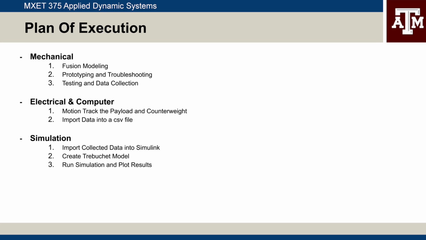The last section we have is our simulation. In this section, we're going to import all of our collected data from the experimental run and the Fusion model into Simulink, and our goal is to identify what parameters are needed to have the same results as the experimental run. Our goal is to be able to see how changes like increasing counterweight affect its performance. By moving from modeling to building to simulating, we'll get a full understanding of how our trebuchet behaves and how to improve it.